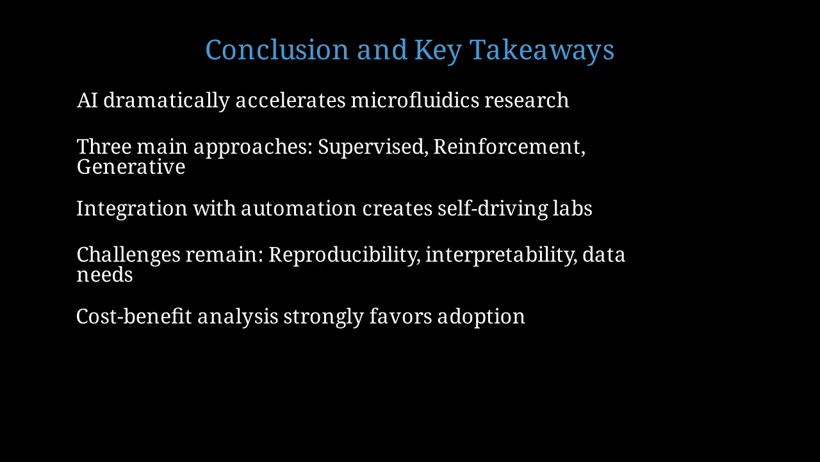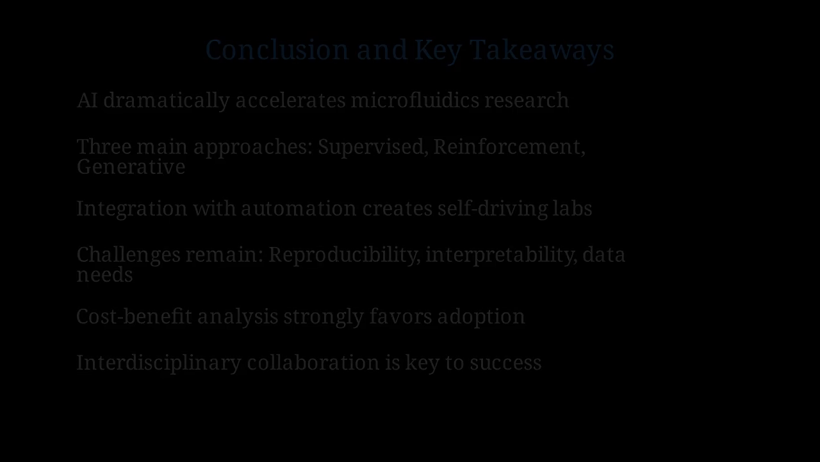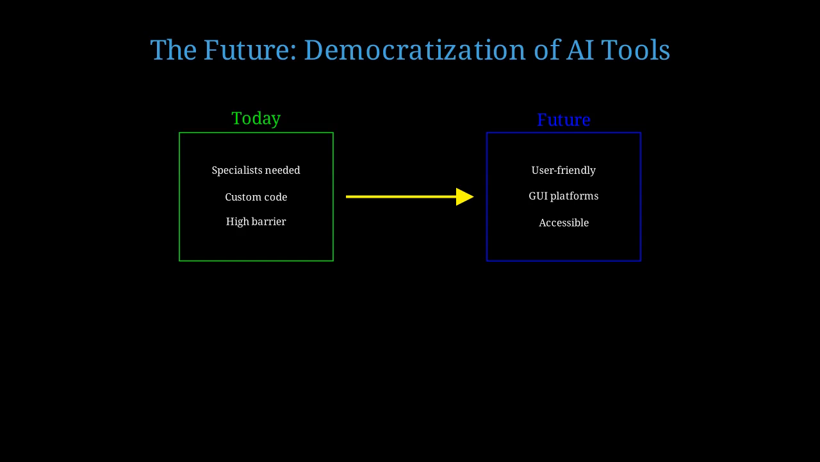Cost-benefit analysis shows that despite significant upfront investment, AI systems can pay for themselves within a few years through time savings and improved outcomes. Success requires interdisciplinary collaboration between microfluidics researchers, AI specialists, and automation engineers. No single expert can do it all. Looking ahead, we're moving toward democratization of AI tools for microfluidics. User-friendly software platforms are emerging that don't require deep AI expertise. Today, implementing AI requires specialists in custom code, creating a high barrier to entry.